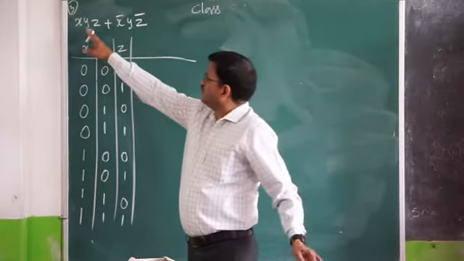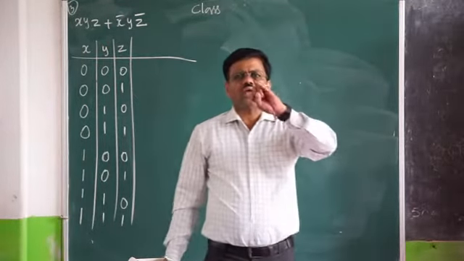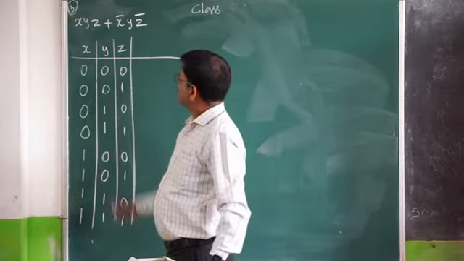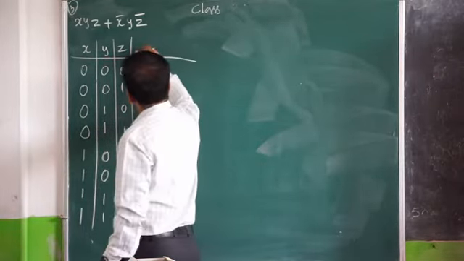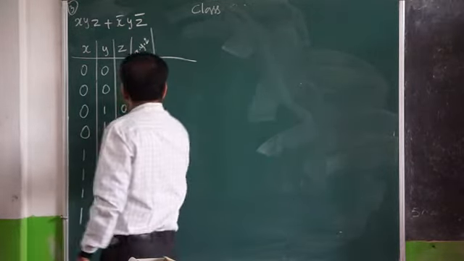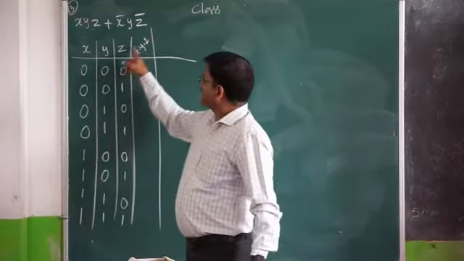Now let's find out what the given expression is. X into y into z. Do you have x values, y values, z values? It's understood. X into y into z. Into means AND: x and y and z.